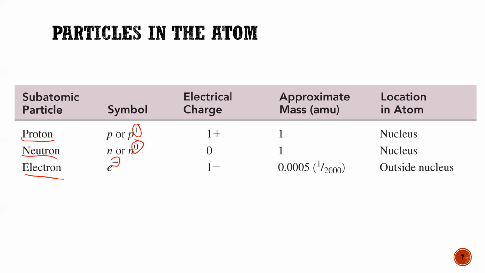And electrons are negative, and that's why we have a negative sign for a superscript. The AMU is roughly 1 for a proton, roughly 1 for a neutron, but for electrons, it's so small, it's negligible. Now, some people might say, well, why is it negligible?